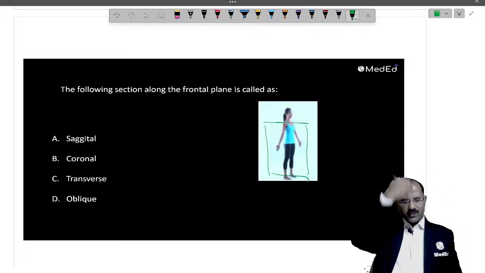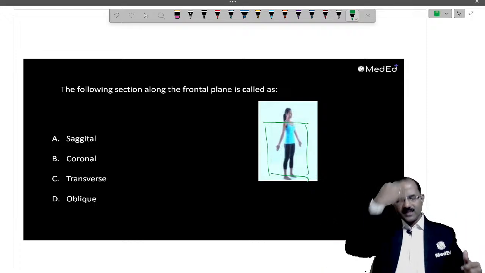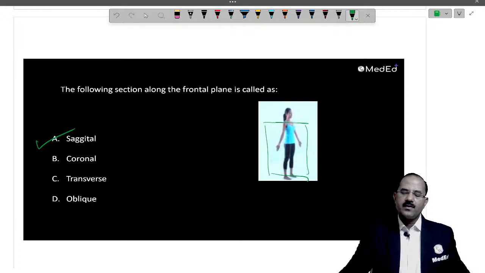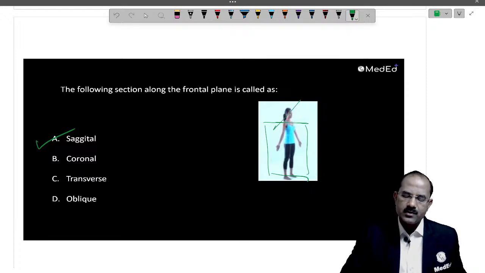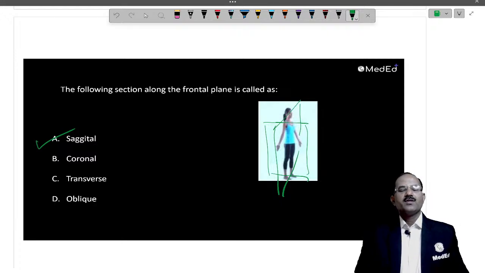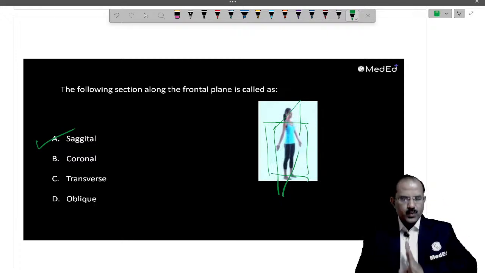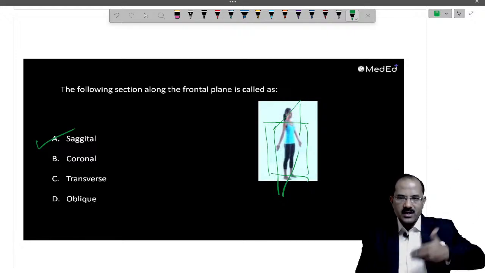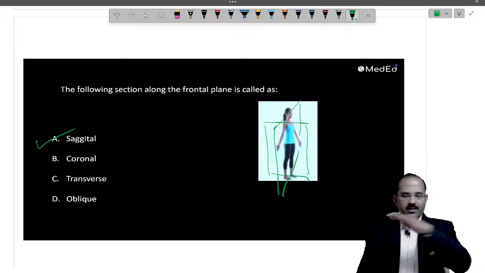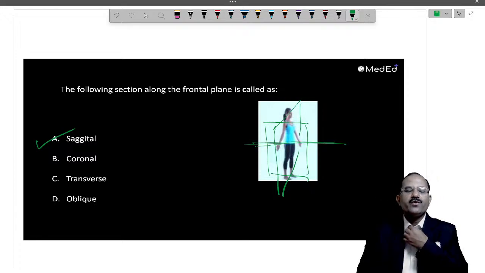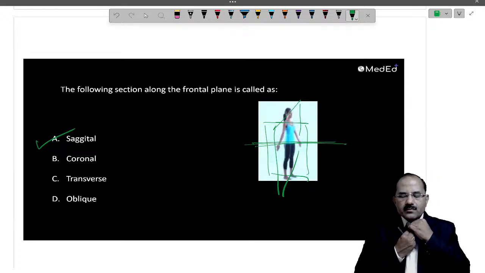To answer this, the following section along the frontal plane is known as, the section is taken like this. So what is this section which divides the body into two halves? This is what we call a sagittal section. The answer for this is sagittal section. Anything which is at right angles to the sagittal section, if I take a section like this, what is this section? Coronal section. The sagittal section divides the body into two symmetrical halves. A plane which is at right angles to the sagittal section is the coronal section. And the transverse section would be like this. Clear to all of you? Answer is sagittal for this.